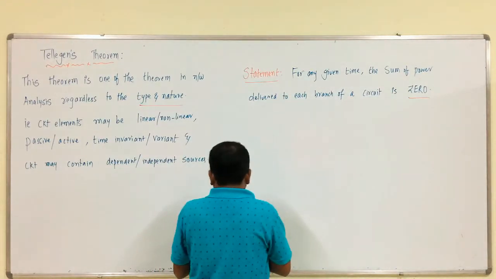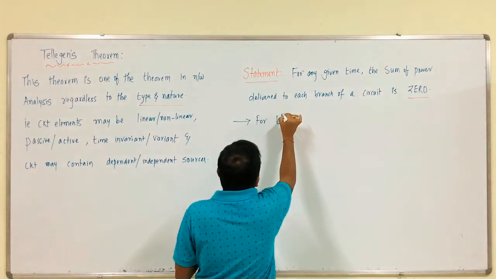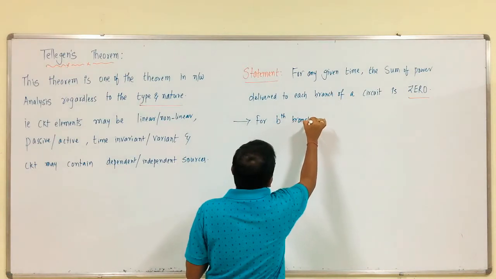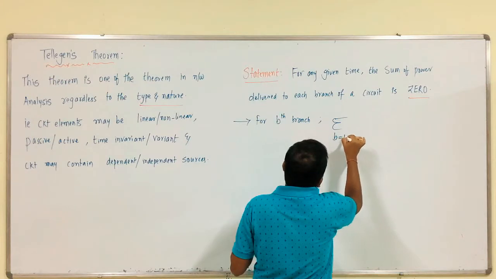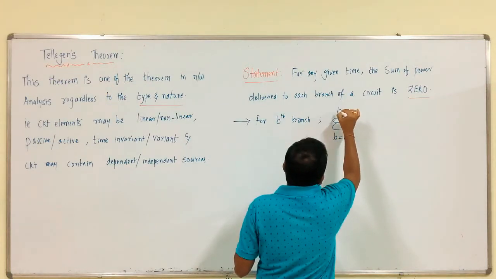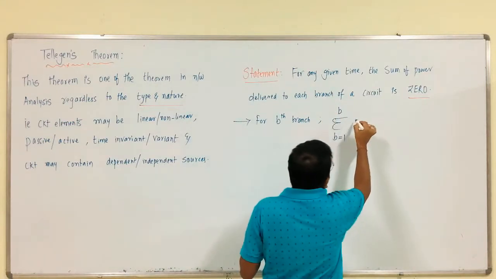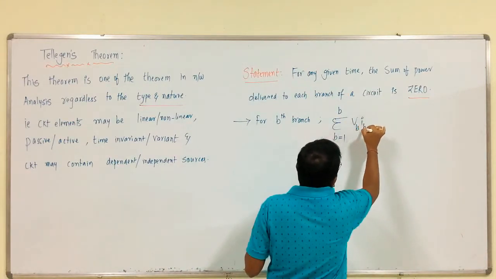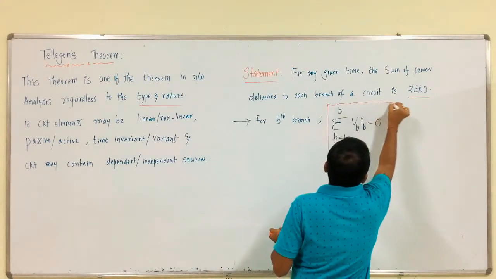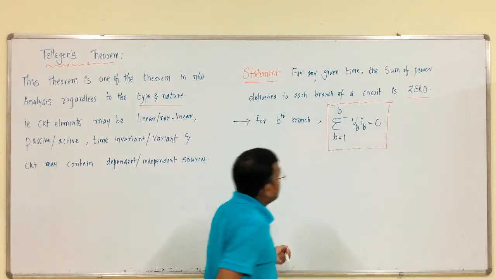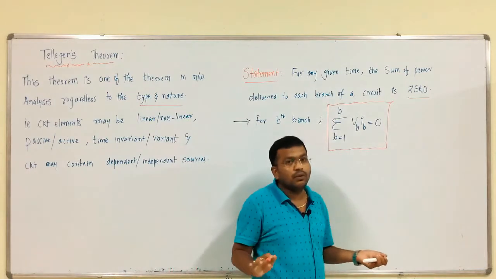For example, for the bth branch, the notation is sum of b equals 1 to B. The number of branches should be equal to B, from 1 to B. V_b into I_b is equal to 0, that is the meaning. The sum of power delivered to each and every branch in a circuit is equal to 0.